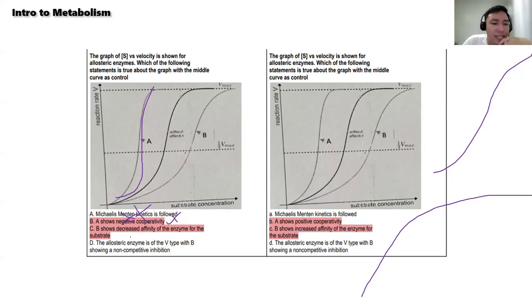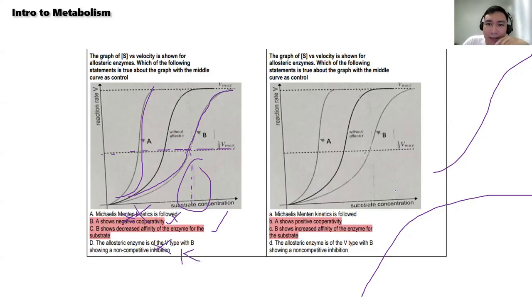How about letter C? B shows decreased affinity of the enzyme for the substrate. Ito ba yung B? Ito. So, nag-increase yung Km niya. Tama. Shift natin to the right, nag-increase yung Km. Ibig sabihin, to achieve 1/2 of our Vmax or maximum velocity, you need a higher substrate concentration kasi mababa yung affinity mo. So this is true. And the allosteric enzyme is of the V-type. Mali. This is the K-type, kasi ang ginalaw natin is the Km, not the Vmax.